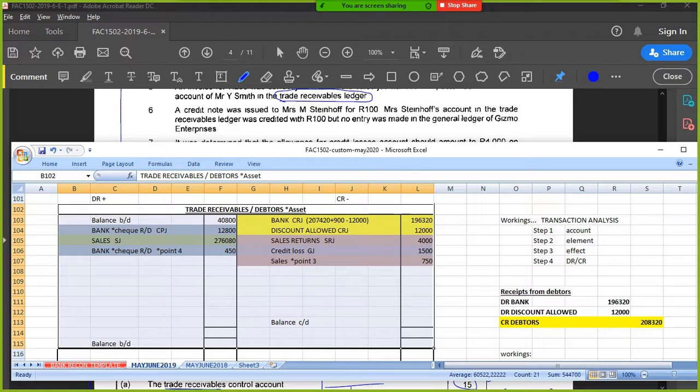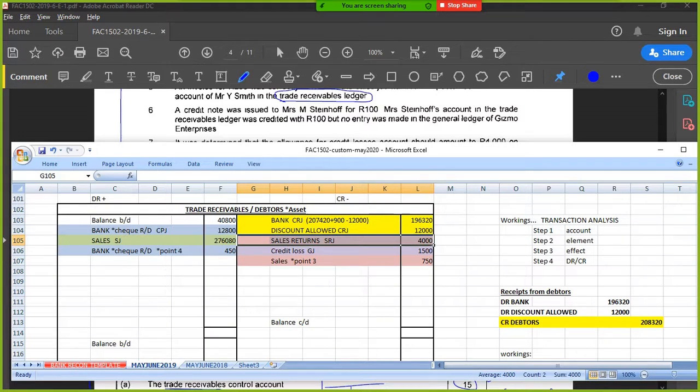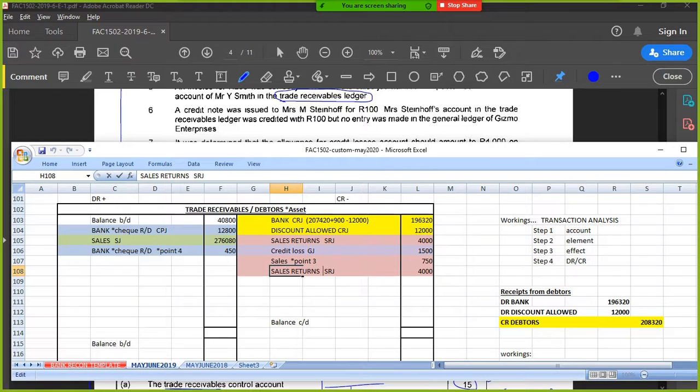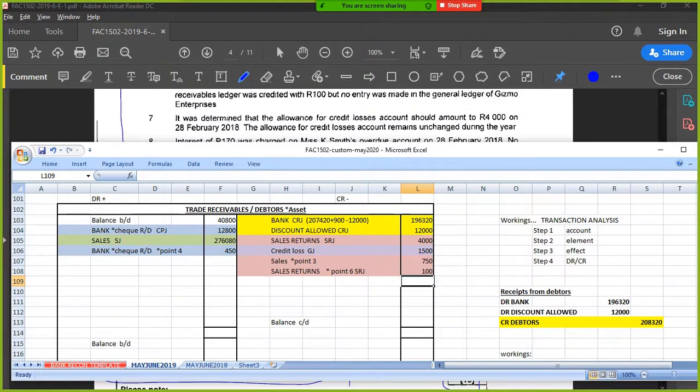Okay, this is the general ledger. So let's process it. How is a credit note going to affect the general ledger? A credit note affecting the trade receivable. Yeah, how will a credit note affect a debtor? Increase or decrease? Decrease. Good. Okay, so it's going to go on this side. It's a credit note. It would be seen as a return. All right, so this would have been asterisk 0.6. Okay, 100. Well done.